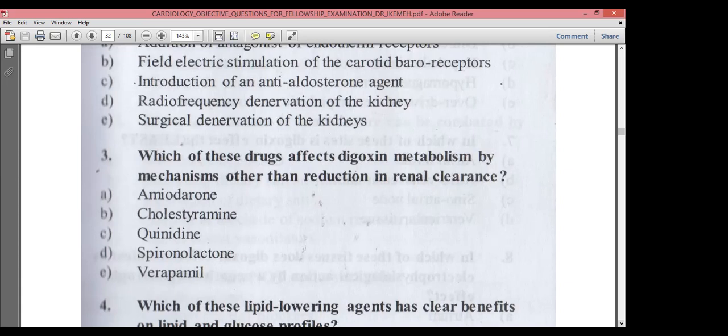Okay, another one said serum digoxin concentration rapidly declines when co-administered with cholestyramine. So I think cholestyramine is like a resin that binds digoxin, so it will decrease the availability of digoxin. Thank you. That's the end.